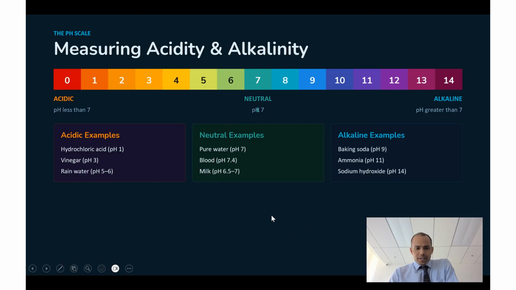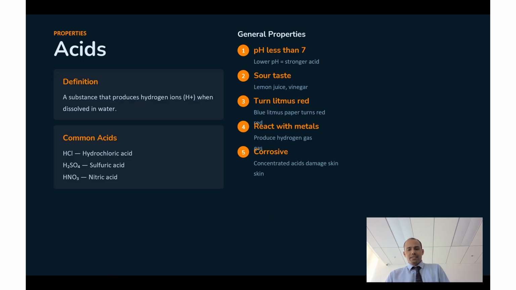Now move to the next slide. Acids. What are acids? How do you define acids? Acids are substances that produce hydrogen ions when dissolved in water. A few common acids are HCl, sulfuric acid, and nitric acid. When we add these acids to water, they produce H plus ions.